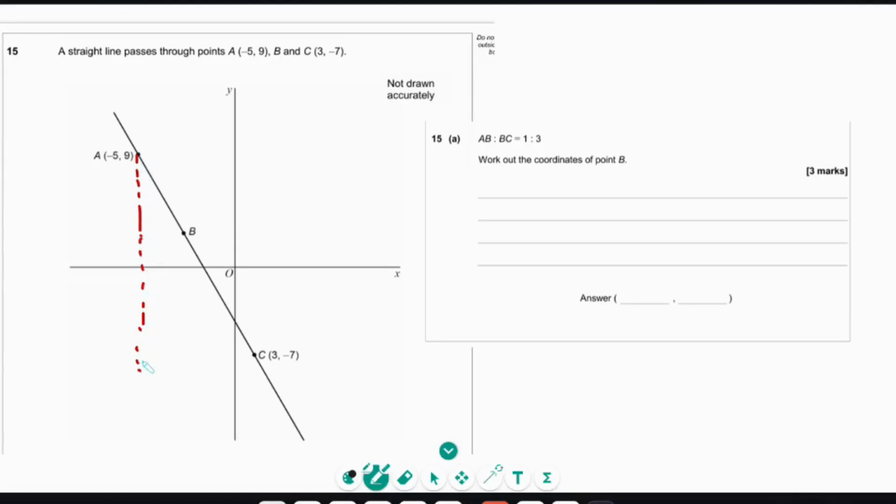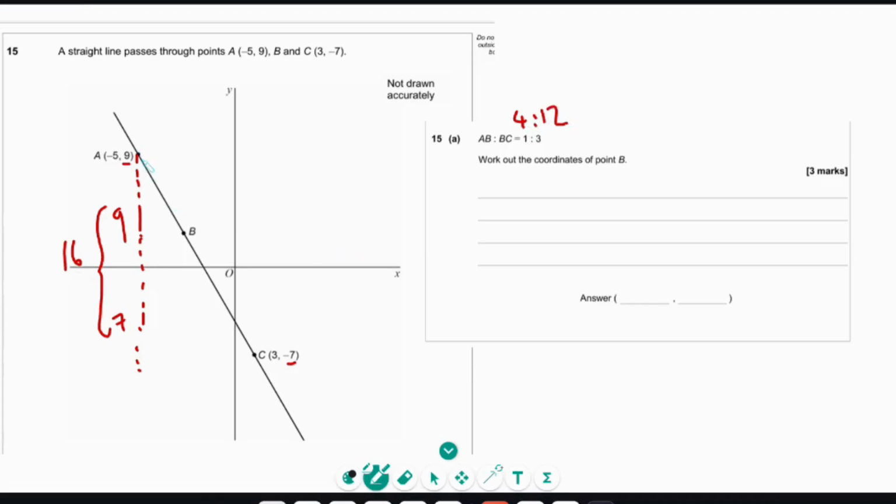So we can work out this vertical distance from A to C from the coordinates. That's 9 up and C is minus 7 down. So 9 plus 7 is 16. Now let's use this ratio. 16 divided by 4, because there are 4 parts in this ratio, is 4. So 1 times 4 is 4, 3 times 4 is 12.